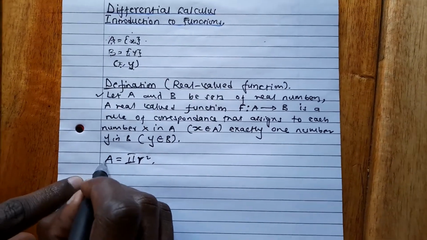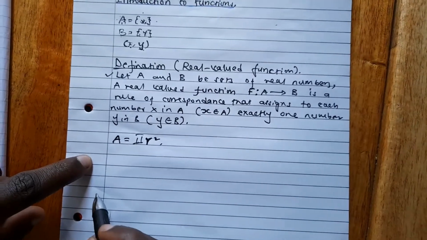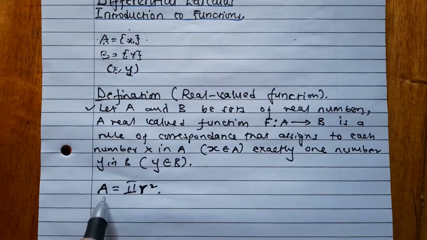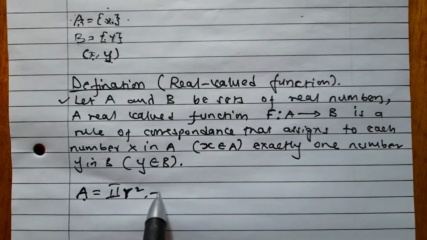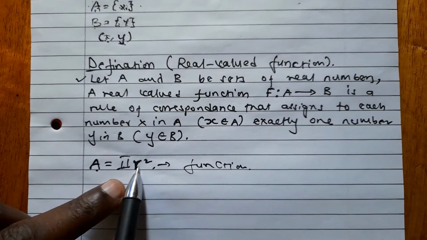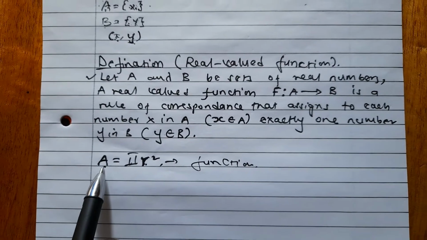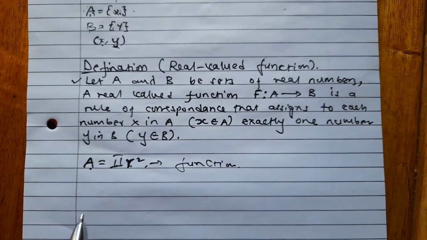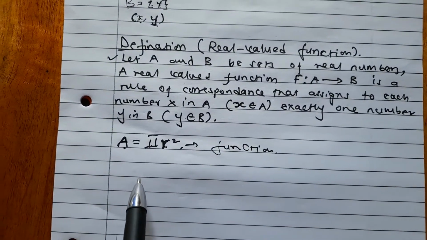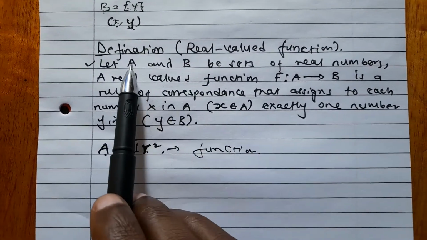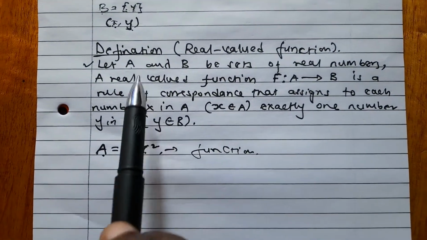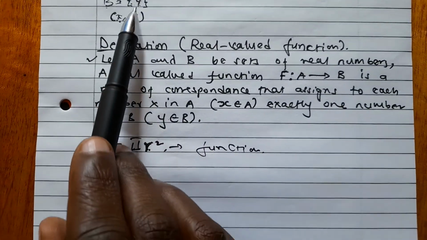Because the area A depends on the radius r, we say here r is the independent variable and A is the dependent variable. So this is a function. Why? Because if you give me a radius r, it will give me only a single area. That is the rule of a function. It must give one specific output. So every element x in A is assigned to a corresponding one element y in B.